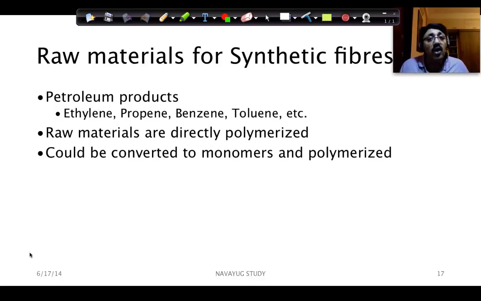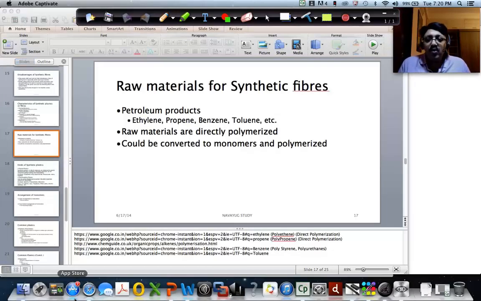From this crude oil we get petroleum products like ethylene, propene, benzene, toluene and so on. These products can be polymerized to form polyethene, polypropene, polystyrene and similar polymers. We are going to get into a little more detail on what ethylene, propene, benzene and toluene look like, and what their chemical structures are. Let me start showing these one by one.